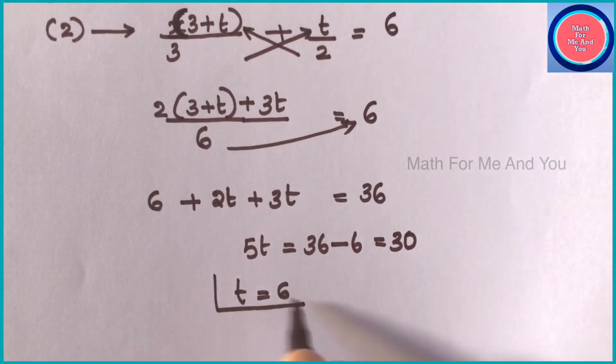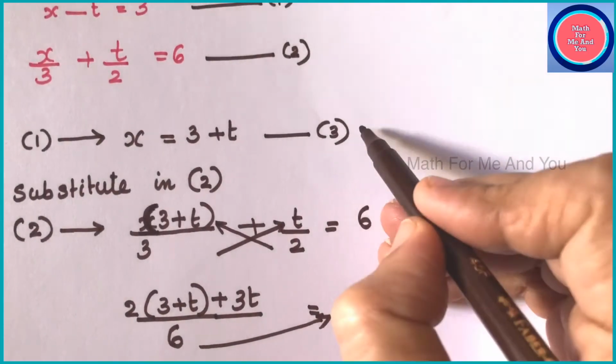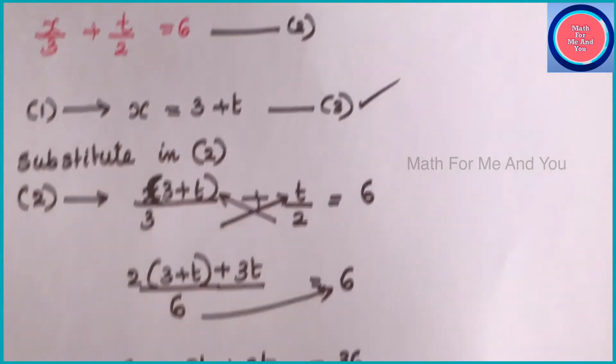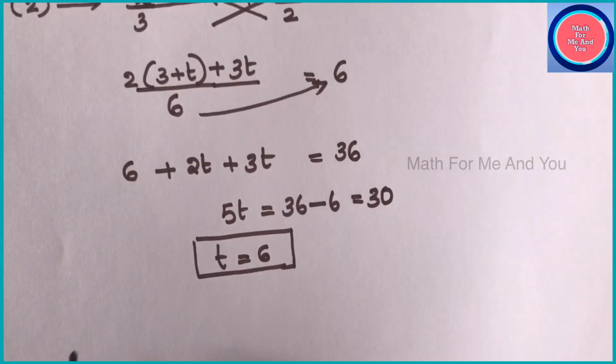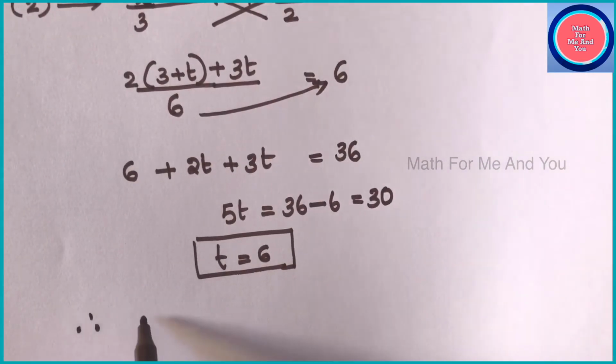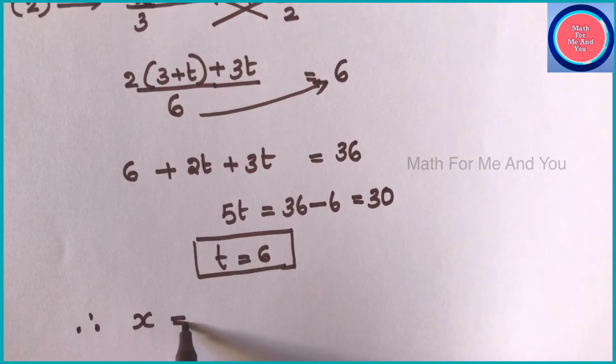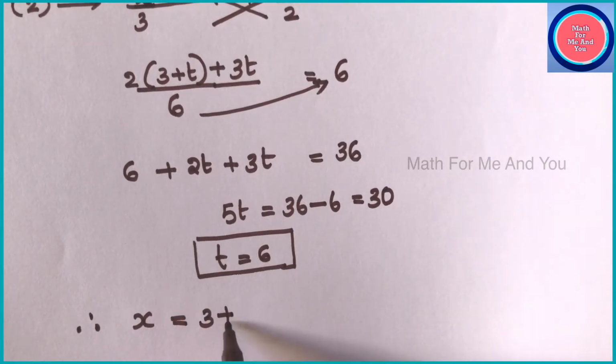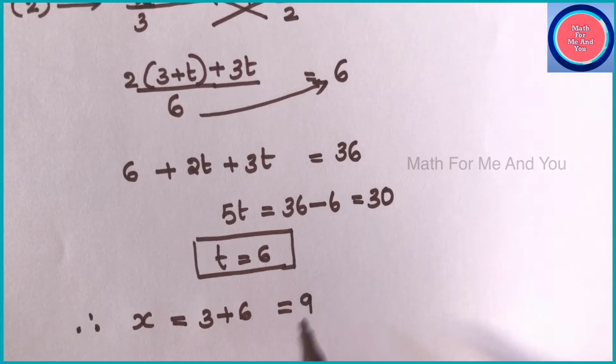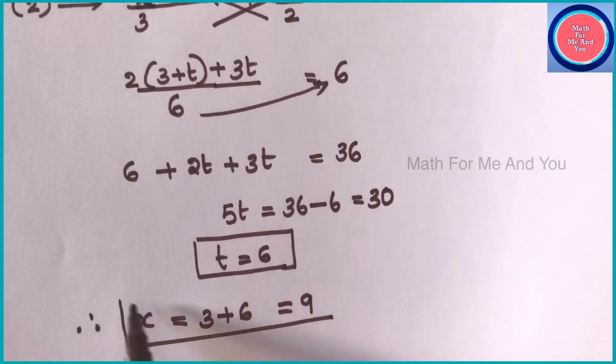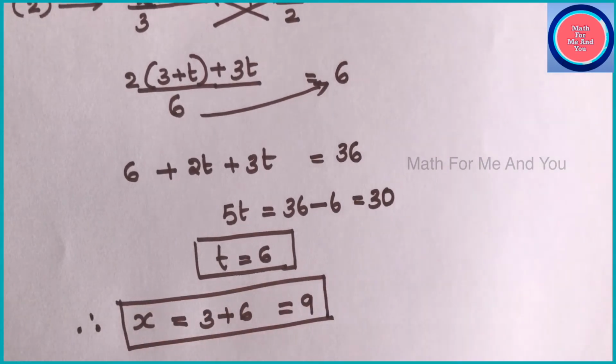When we get the value for one variable, substitute in any of the equations. But equation 3 is the smallest equation. We can substitute the value of t in equation 3. So we get x equals 3 plus 6, 3 plus t, that is 3 plus 6. That means x equals 9.